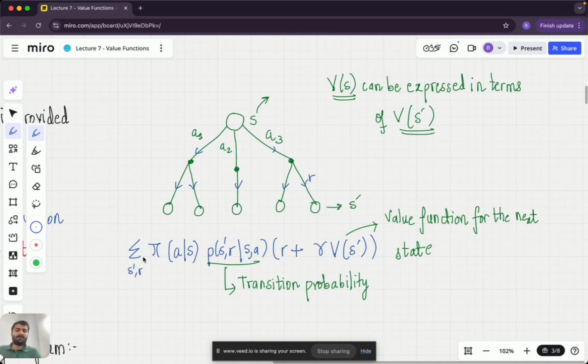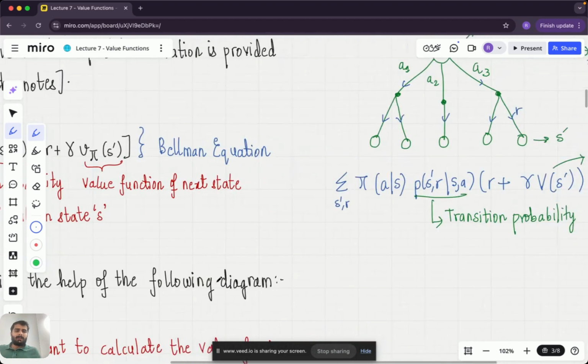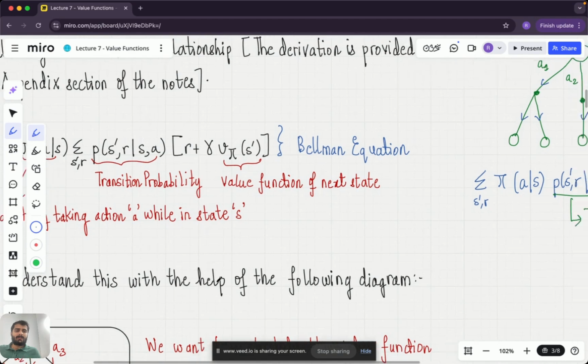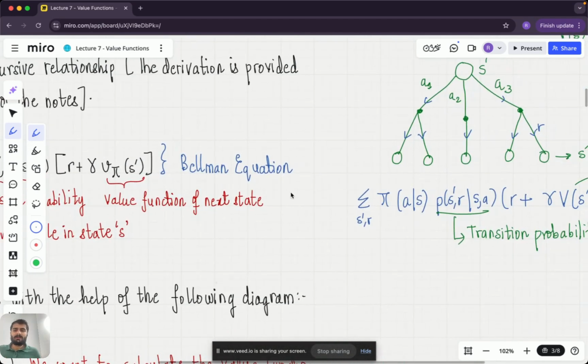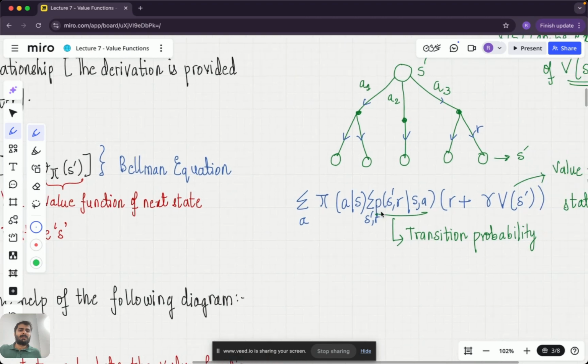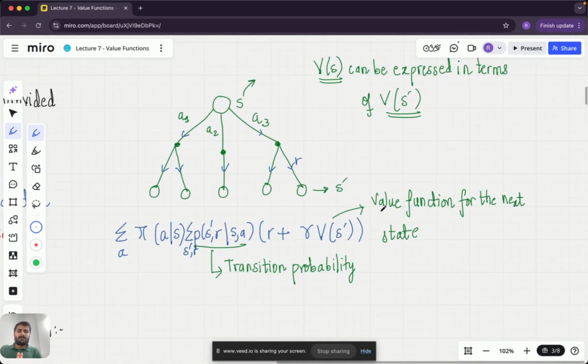Let's see if the formula which I have written is correct. Okay, so there are two summations over here. There is one summation outside and there is one summation inside. Let me make that correction. There is one summation which happens for all s dash comma r, and then there is one summation which happens for all actions. So let me again explain what we are doing over here.